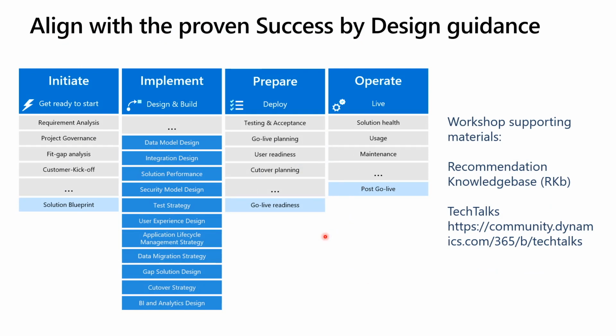As you can see, this is the list of all the implementation workshops that are available within the FastTrack program and where they actually sit within the framework itself, in the implement phase. There is also some supporting material that will allow you to run these workshops and provide all the information that you need, such as the recommendation knowledge base and also the technical talks.